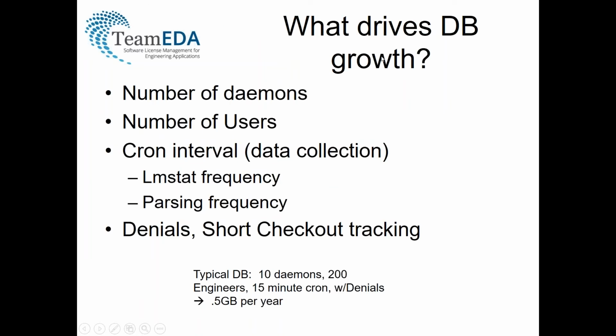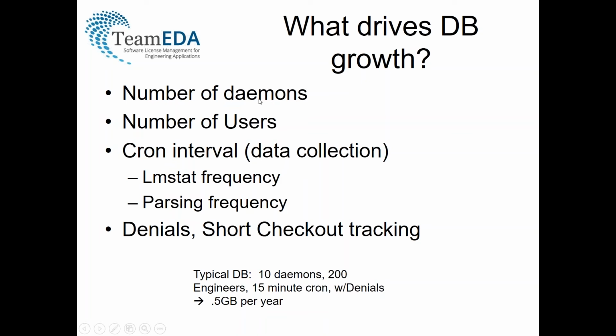And what drives database growth? A few things. One is the number of daemons that you're monitoring, how many users are being monitored, the cron interval that you set. A cron interval is basically the LM stat frequency for your Flex licenses, and it's the parsing frequency for your log files. And so data collects based on the frequency of that stuff. And then lastly, the denials. Are you tracking denials? Are you tracking short checkouts? Those are all parsers that also create more data that gets saved into the database.